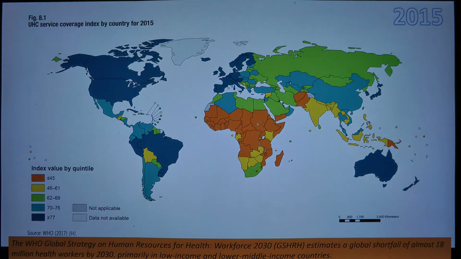Now, if we look at service coverage for universal health coverage in 2015, again we see striking inequalities, and again some areas are way off the targets. In addition, the WHO Global Strategy on Human Resources for Health, looking at the workforce planning, estimates that there will be a shortfall of almost 18 million health workers by 2030, particularly in low and low middle income countries. So this is one of the key challenges.